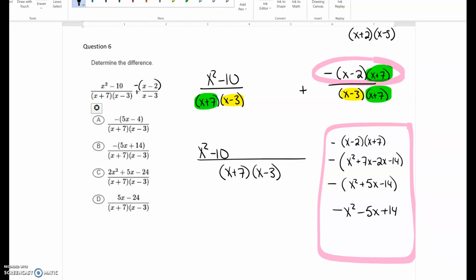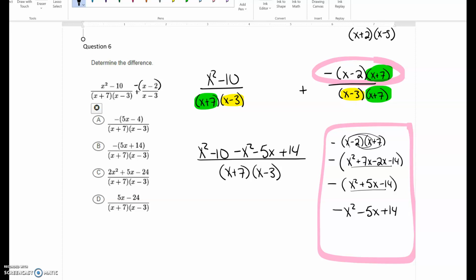Okay, I ignored the negative at first, and I just focused on multiplying these out. So x times x, all of this stuff to get these 4 terms. I combined like terms, then distribute the negative in. So then we have negative x squared minus 5x plus 14. Okay, now notice all of these have the correct denominator.